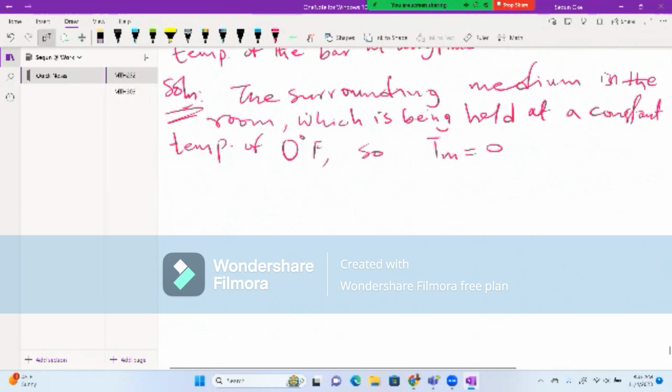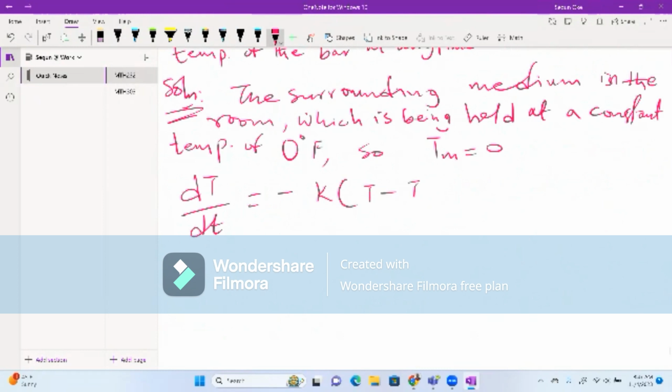And don't forget, we have the equation that says dT/dt equals minus K times (T minus Tm).